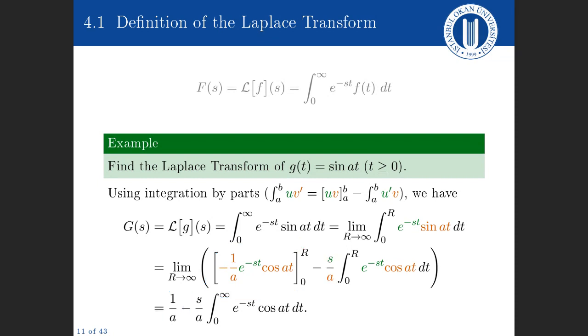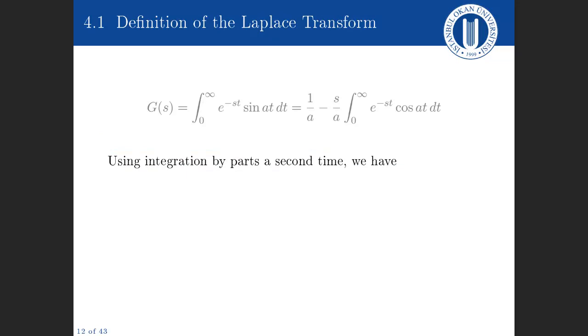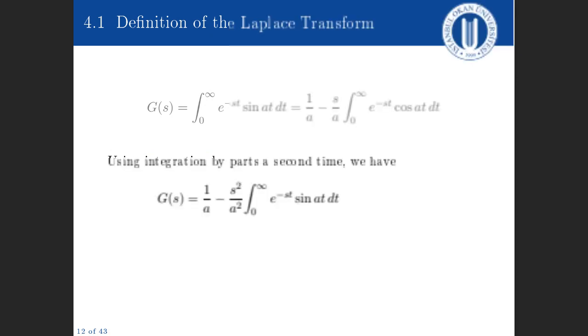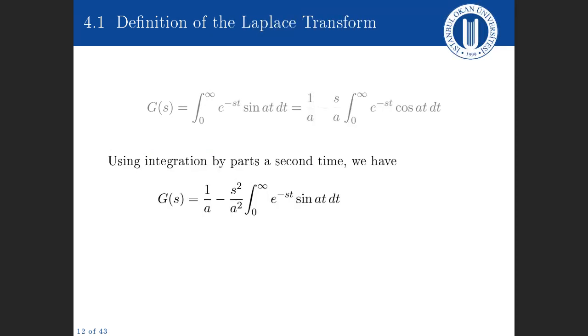And then the second term is just minus s over a, integral between 0 and infinity, e to the power minus st cos at dt. How can we calculate this integral? We can use integration by parts a second time. Again, we have the integral of a function multiplied by a function. So we use integration by parts again. This time, I'm not doing the details. I'm just asking you, please check that there's no mistakes here.